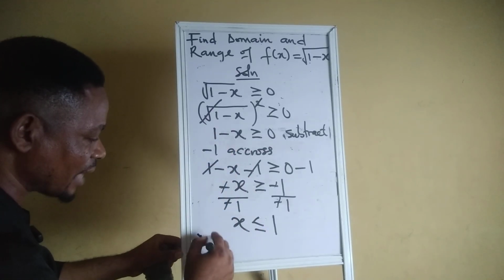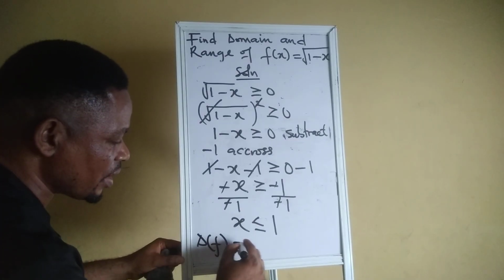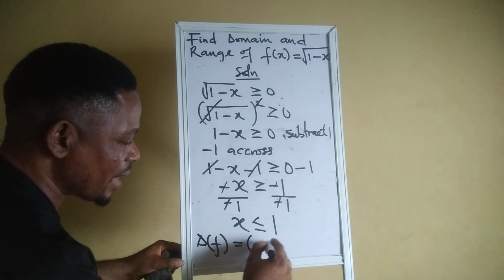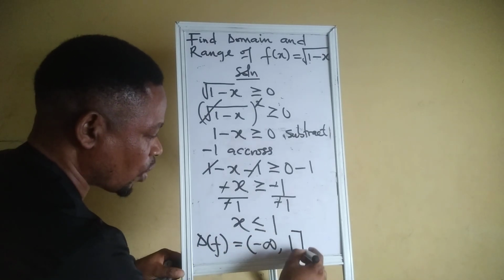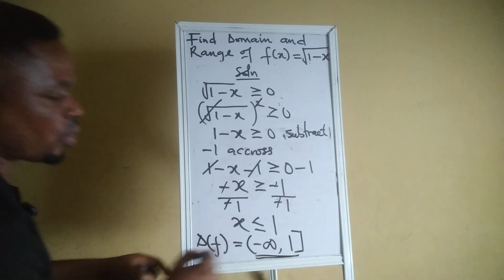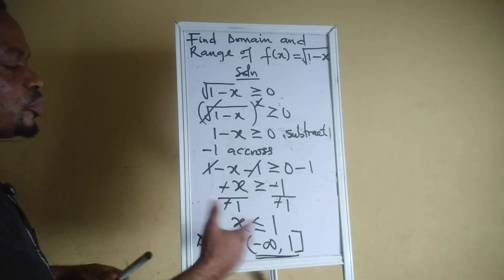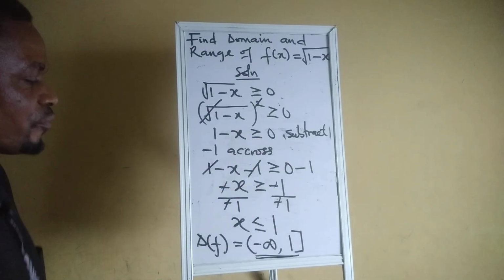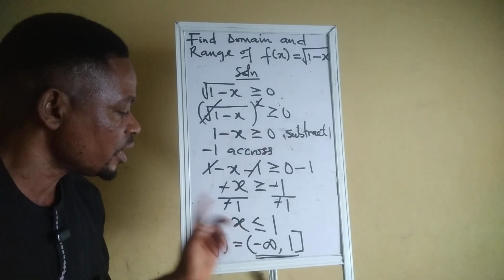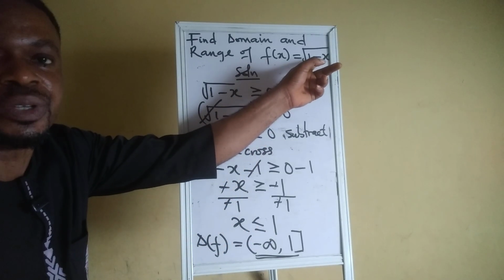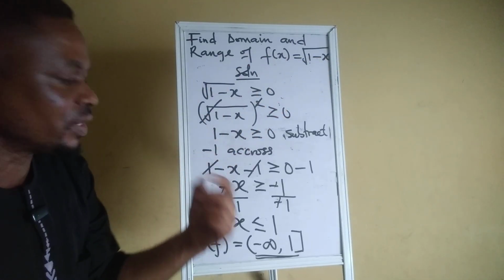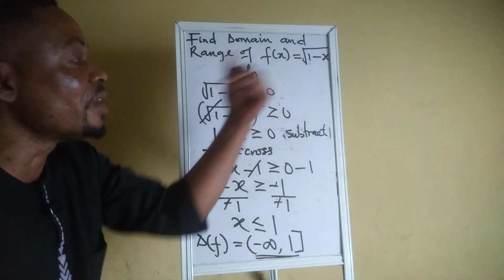I will now say that the domain of f is equal to the bracket minus infinity comma, then I put 1 and introduce a closed bracket. This is what we call the domain. Then how do we generate the range? Remember, we have known that the maximum value of x is 1. So from the equation, anywhere we see x, remove it and introduce 1. At the end, you get the range.